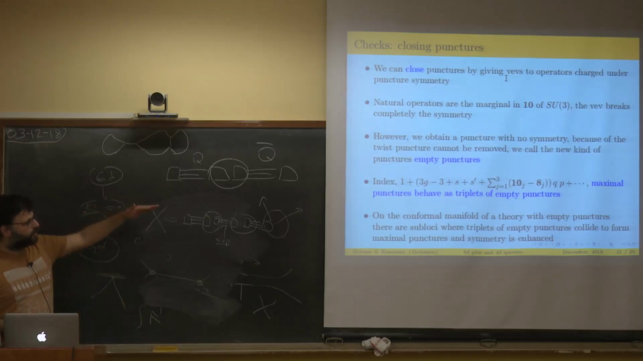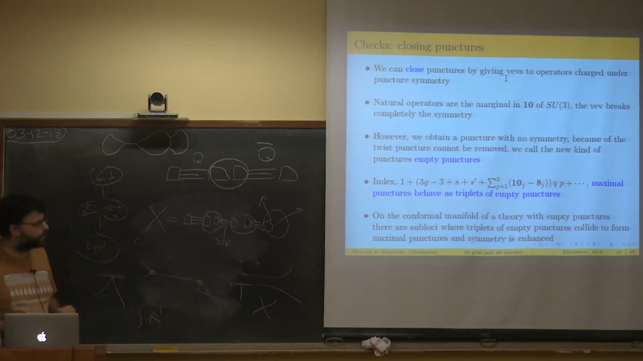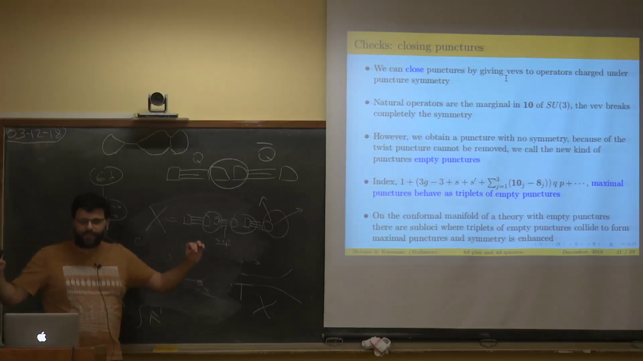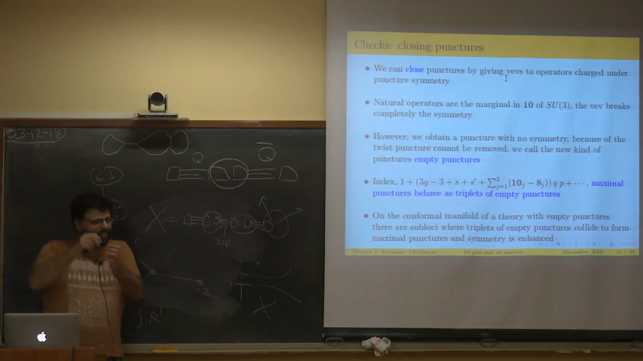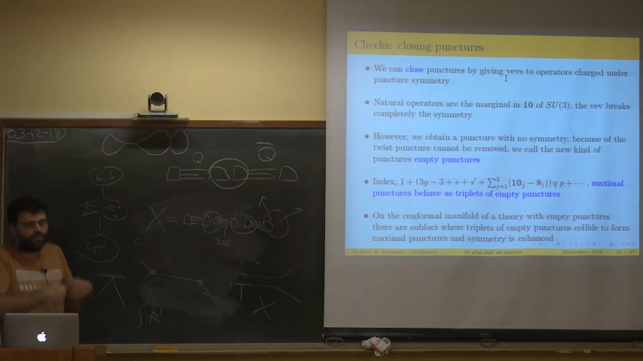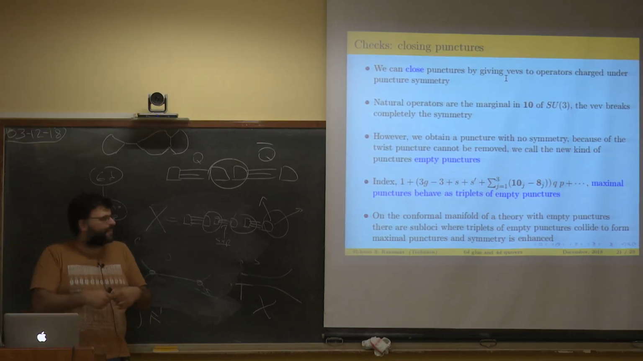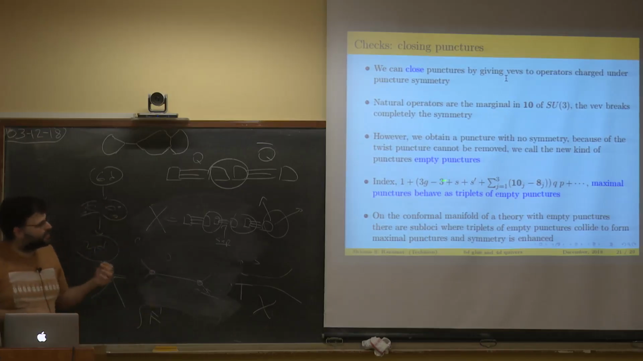Now again, you can study these flows and check them using the index and so on, and again you get a consistent picture. Another interesting fact about these punctures, which we call empty punctures, is that the maximal punctures, the punctures which correspond to SU3 symmetries, can be thought of as combined from triplets of these empty punctures. If you compute the contribution of empty punctures to anomalies, they contribute 1/3 of the anomaly of a full puncture, and they also contribute 1/3 of the full puncture to the index.